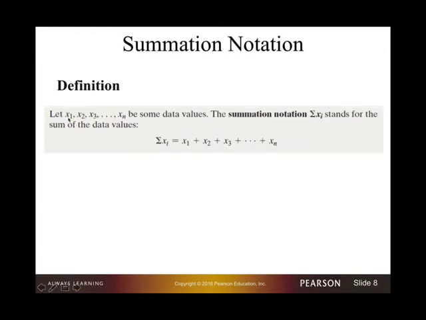Okay, definition: let x1, x2, x3 until xn be your data set. Each is some data value. The summation notation, you're going to see this symbol. This is the summation notation. It means you want to add up all the values. The i depends on what you want to plug in. Here it's going to be 1, and then 2, and then 3 until the n. When you see the summation of xi, it means you want to add up all the data values.